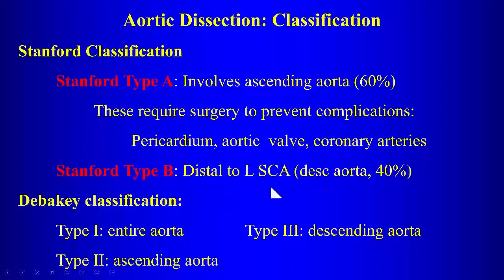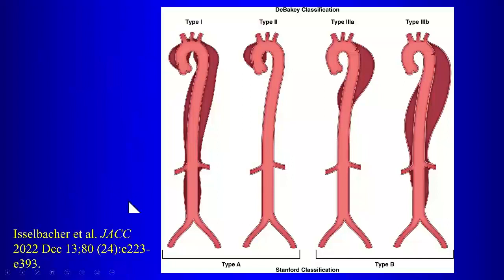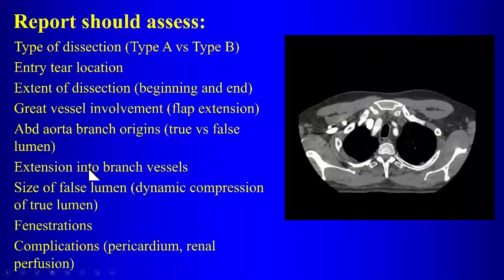The type B, distal to the left subclavian artery, involving the descending aorta, these tend to be treated medically. Then there's a DeBakey classification, type 1 entire aorta, type 2 ascending aorta, type 3 if it involves the descending aorta. So with the DeBakey classification, type 1 involves ascending and descending, type 2 just the ascending, type 3 just the descending, and you can divide it into 3A and 3B depending on the extension. So the Stanford is the easiest to deal with, where you just think about the ascending aorta. Any dissection that involves the ascending aorta would be classified as a type A using the Stanford classification.